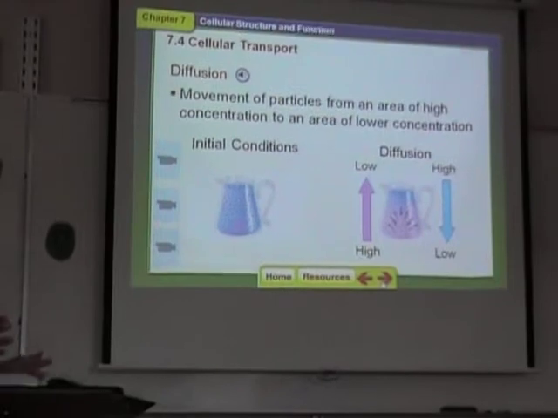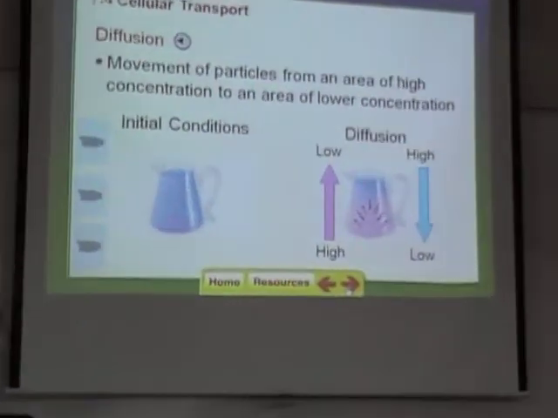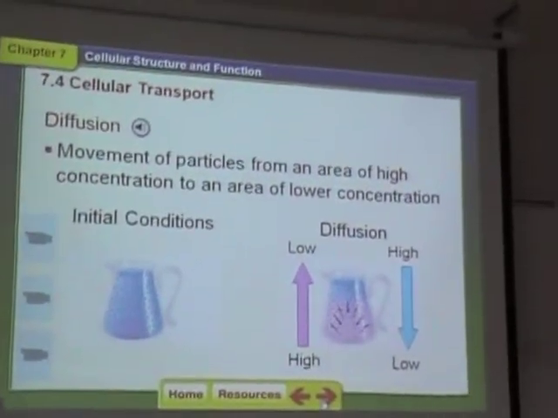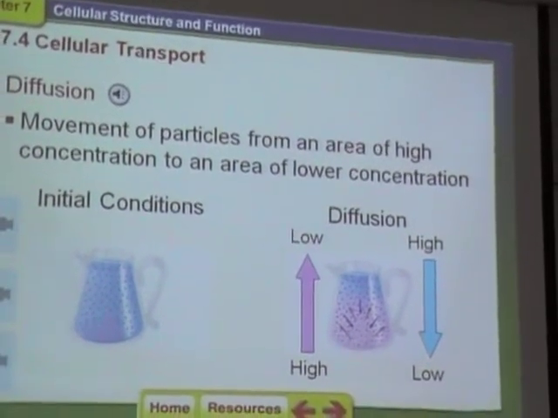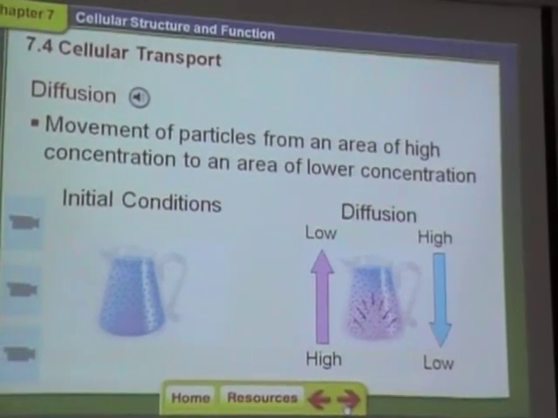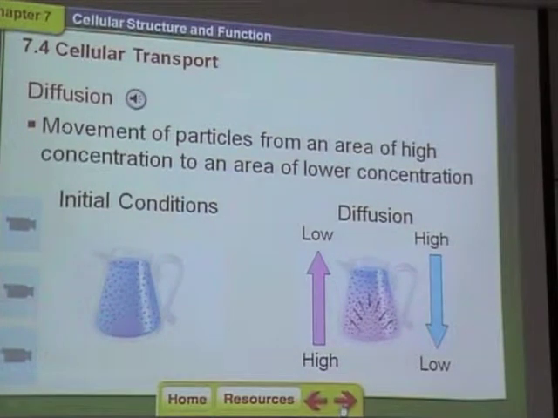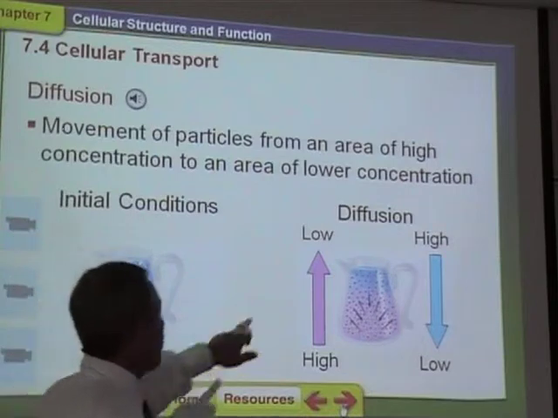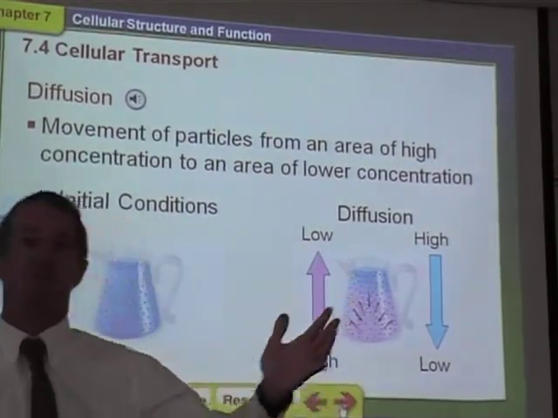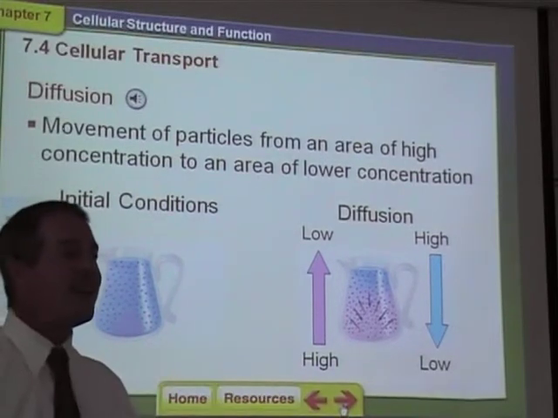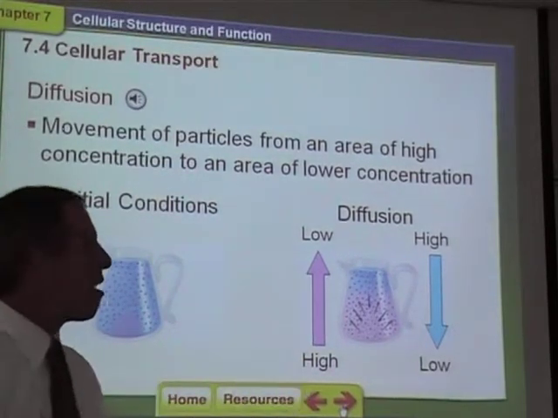The next thing we're going to talk about is how stuff moves around a cell. Stuff comes into a cell and leaves a cell, and it does this by a variety of methods. The first one we're going to talk about is called diffusion. Diffusion is the normal way that particles move. They spread out. Particles tend to spread out.